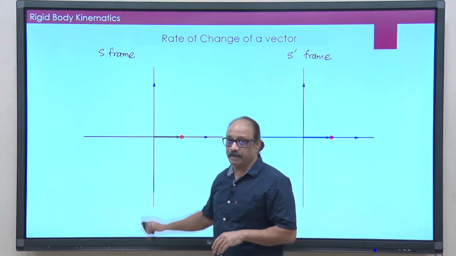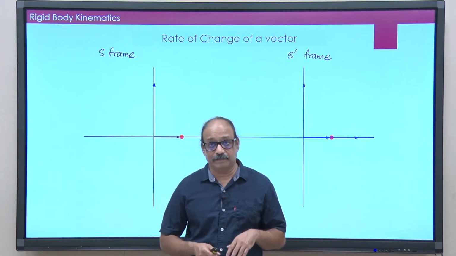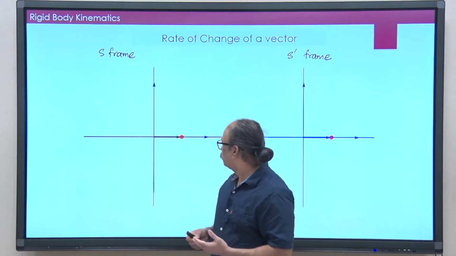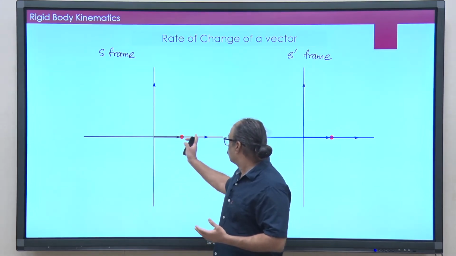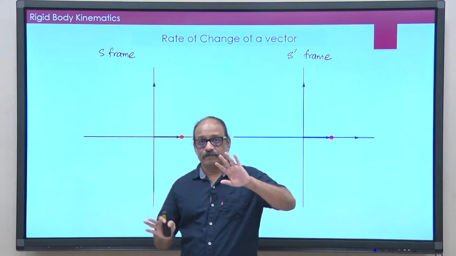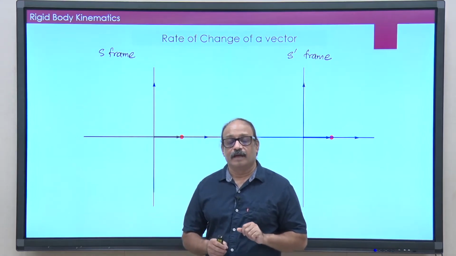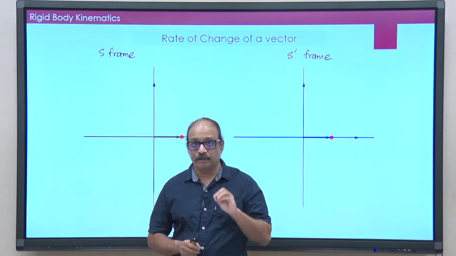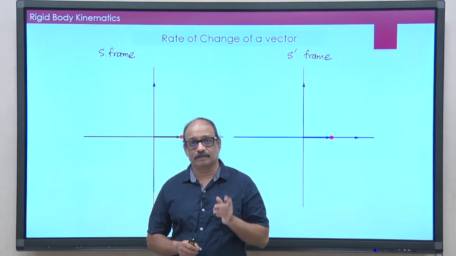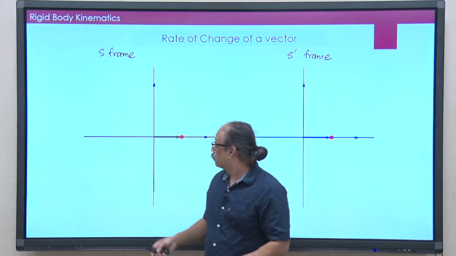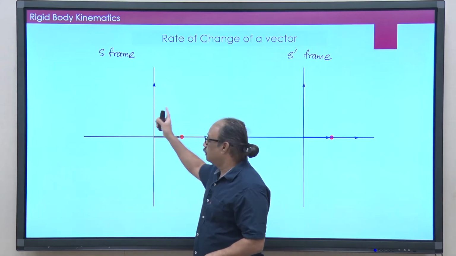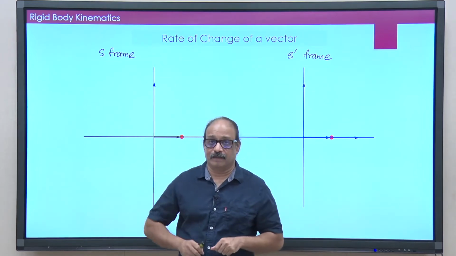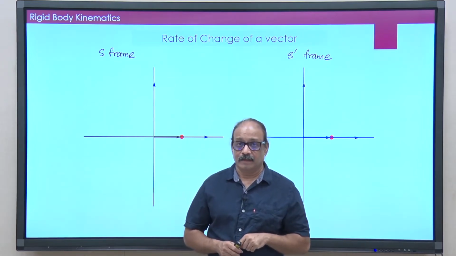Of course, the S frame will also look at the S prime frame. So, when the S frame looks at the S prime frame, what we will see is the coordinate axes of S prime rotating clockwise. I am going to assume that S prime rotates about the origin with a constant angular speed. Okay. So, in this frame you would see the axes x prime, y prime rotating in a clockwise direction. Okay.